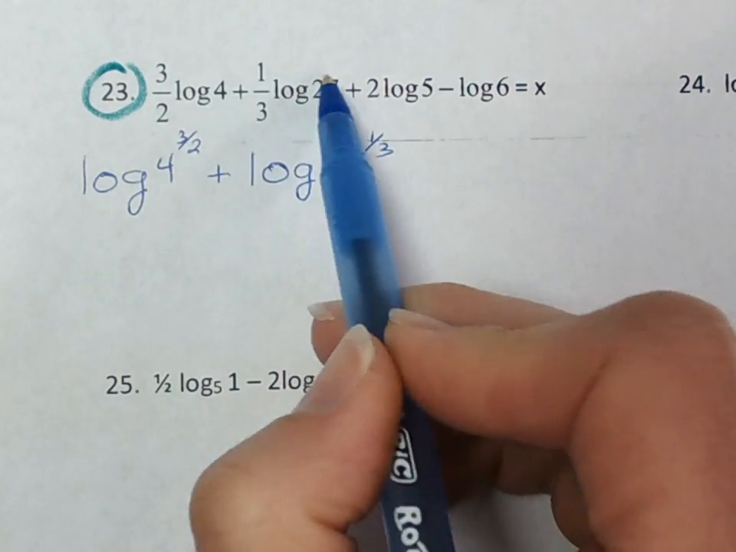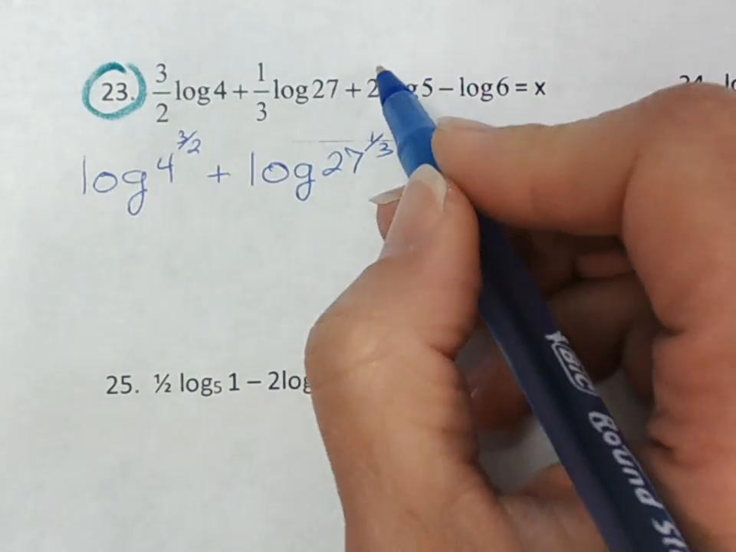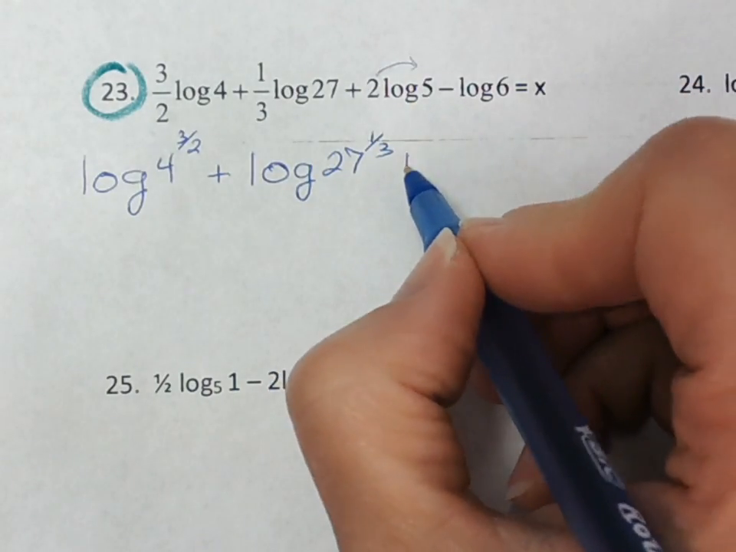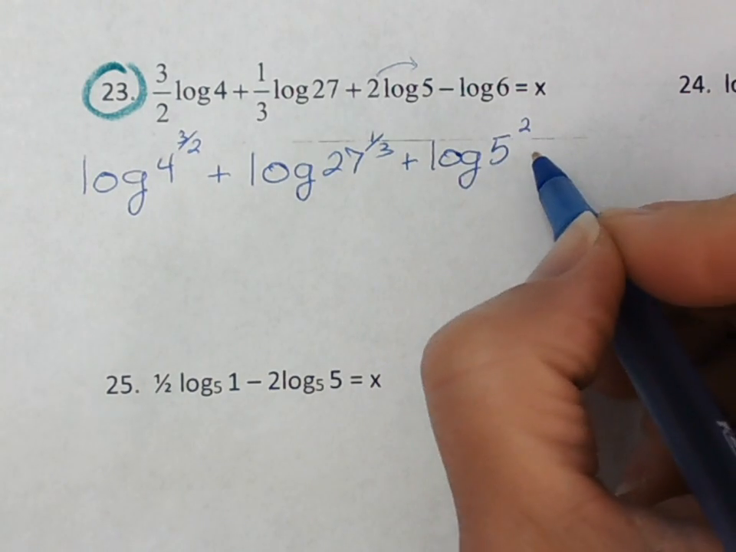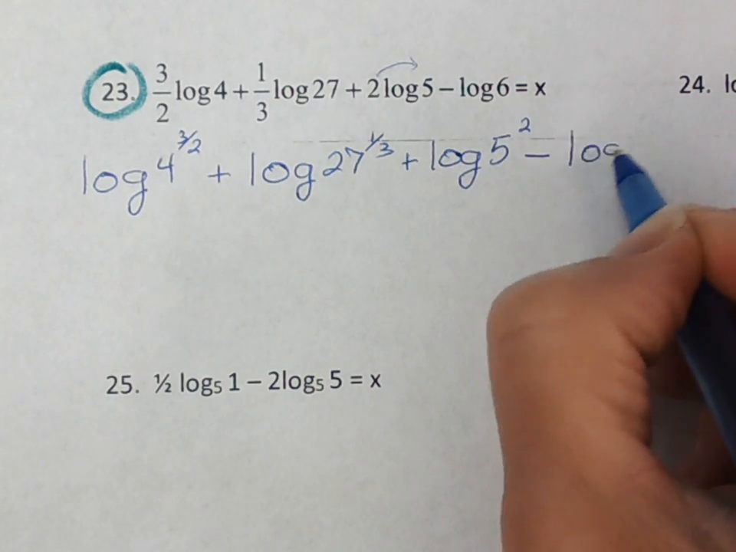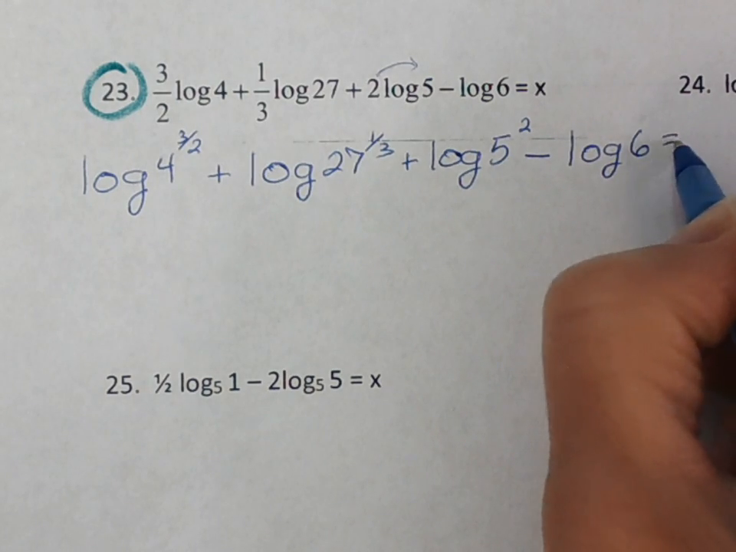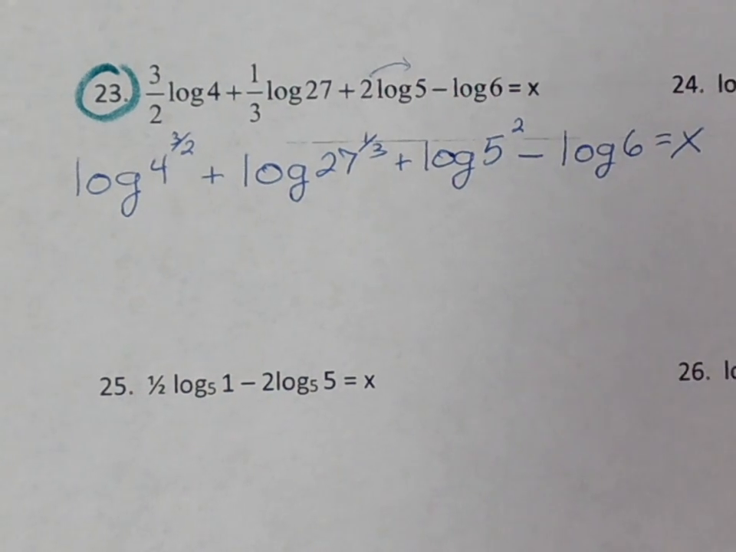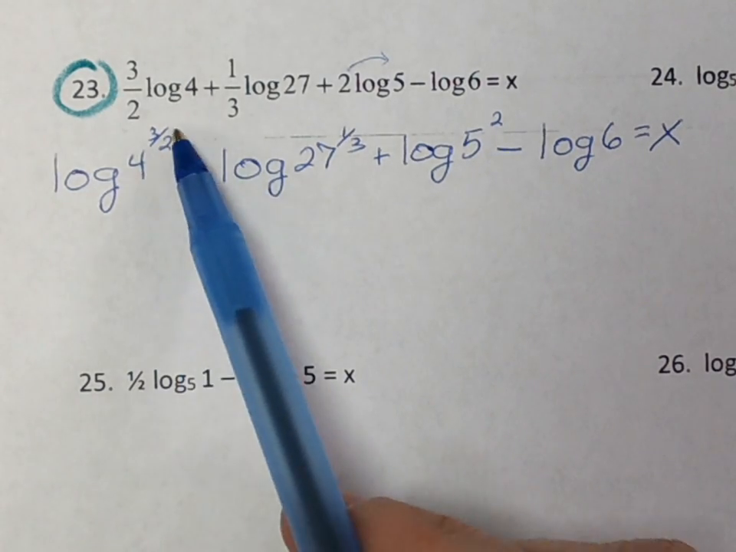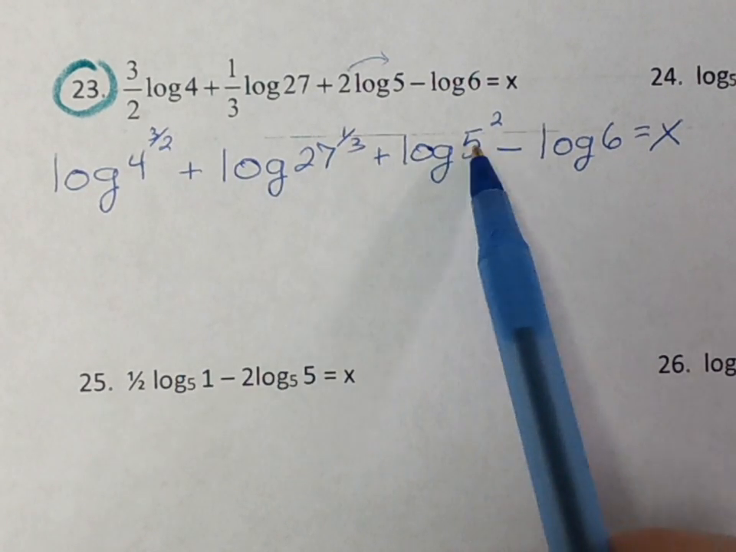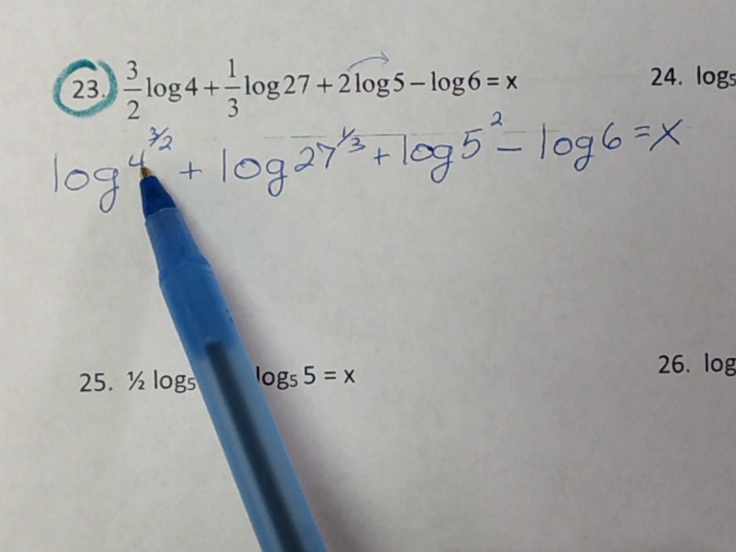So I pulled that coefficient back up. And I'm going to pull the 2 back up now. So this is plus log of 5 squared. And then my minus log 6 stays the way it is. And I have equals x. So now, since these are just numbers, I'm going to figure out what these things equal.